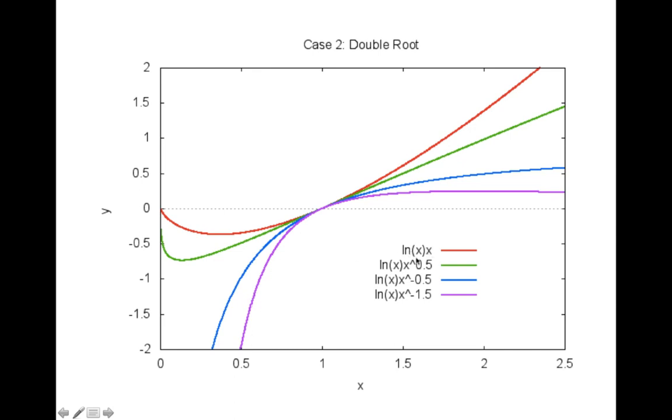Case 2, where we have a double root, this is just some examples of the natural log of x times x, the natural log of x times x to the 1/2. So just different powers of x times the natural log of x, representing what that one portion of the solution in the double root looks like. So in the general case, if you have a double root, you would have one of these curves added to one of the curves on the previous slide.